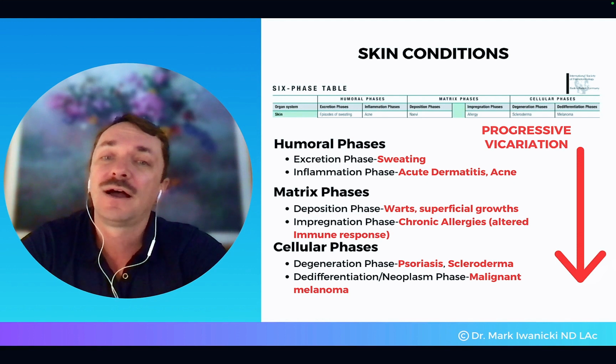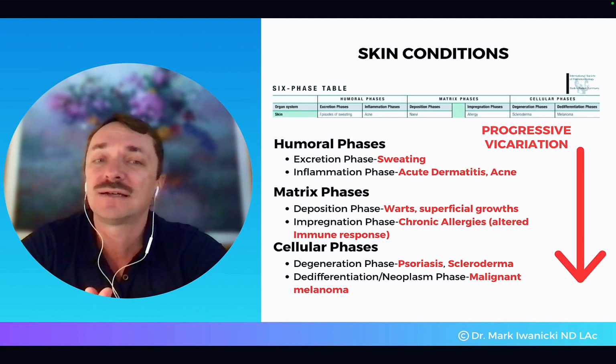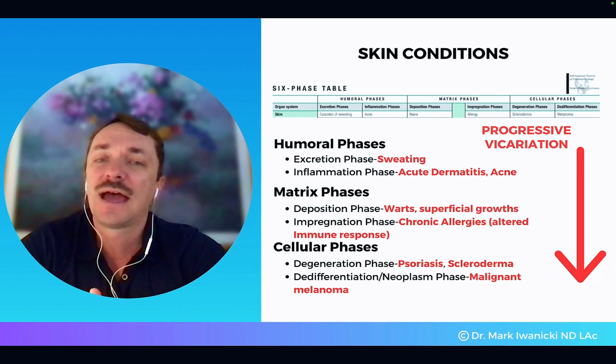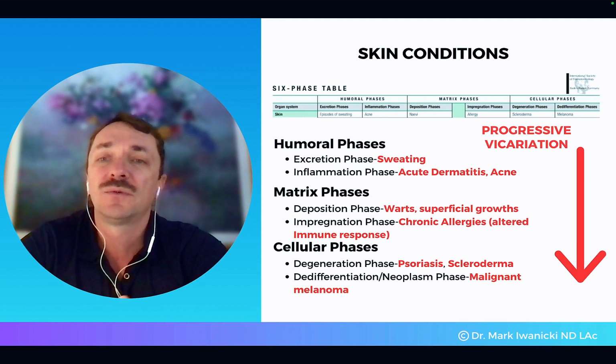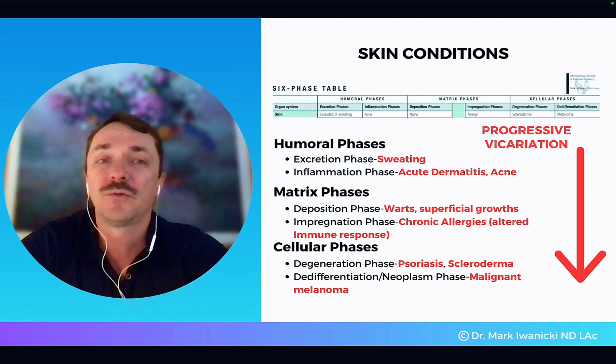We have the degeneration phase. We can think of autoimmune conditions in this category: psoriasis, scleroderma. We're getting a deep breakdown and degeneration that's happening within the skin. In the final phase, de-differentiation, the neoplastic phase, we have things like malignant melanomas, basal cell carcinomas, different carcinomas and melanomas that can happen at the ultimate level of nuclear breakdown. So we see this movement.